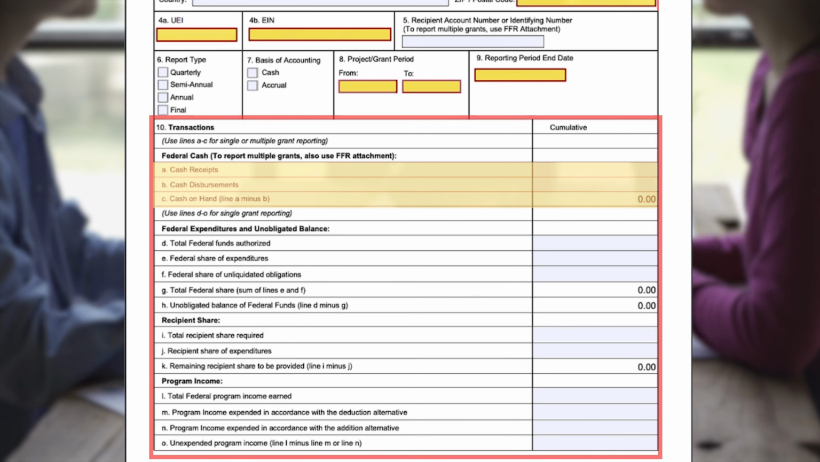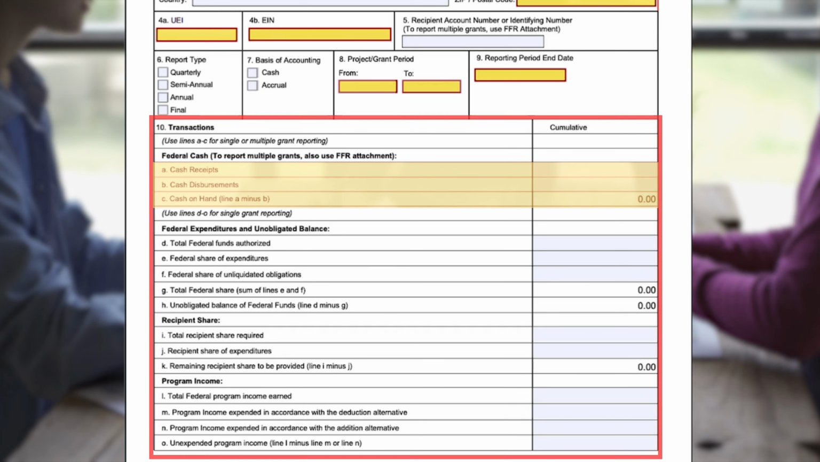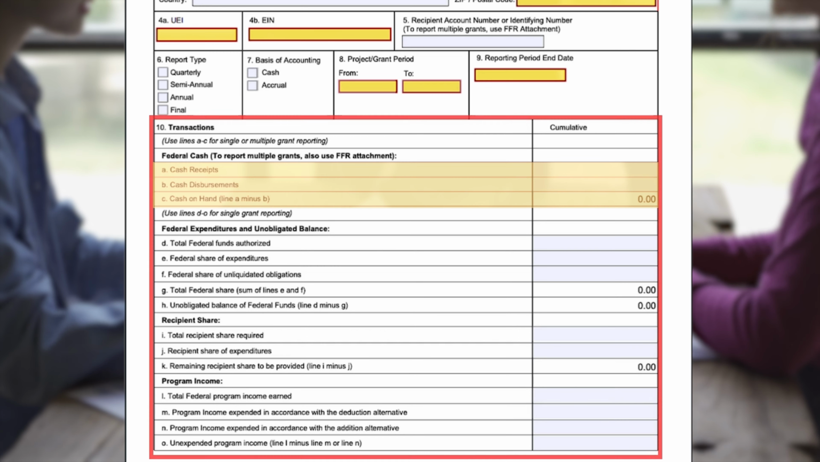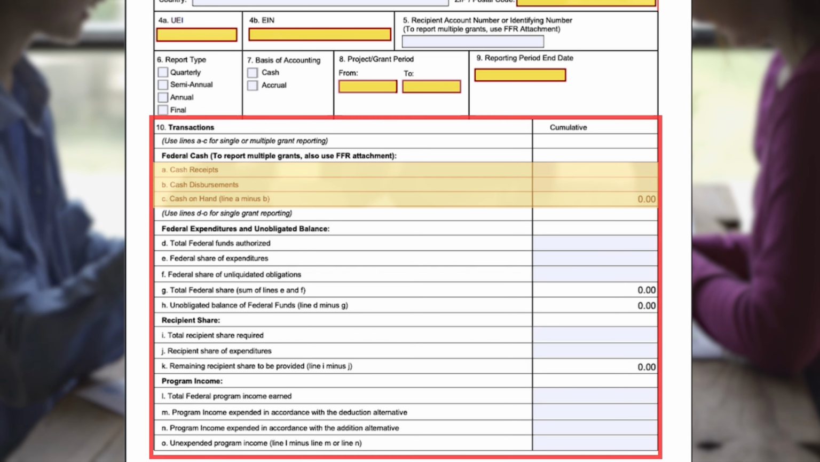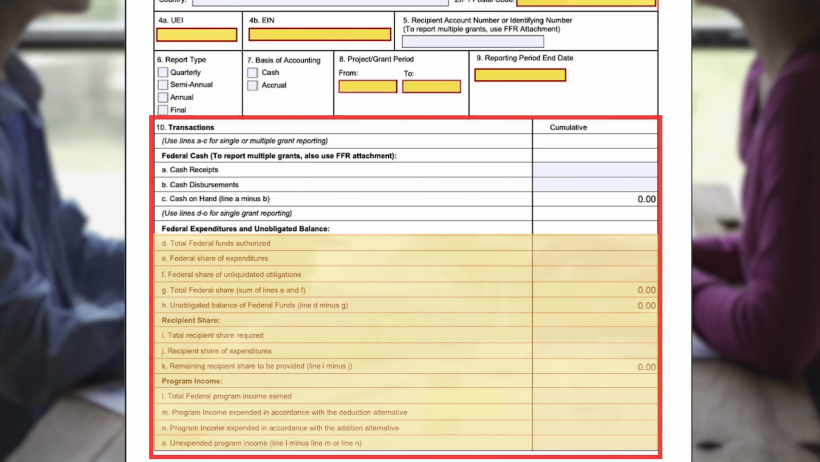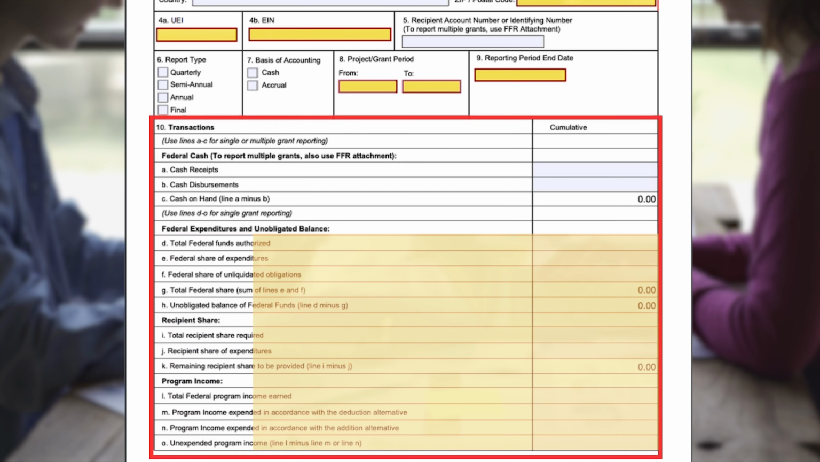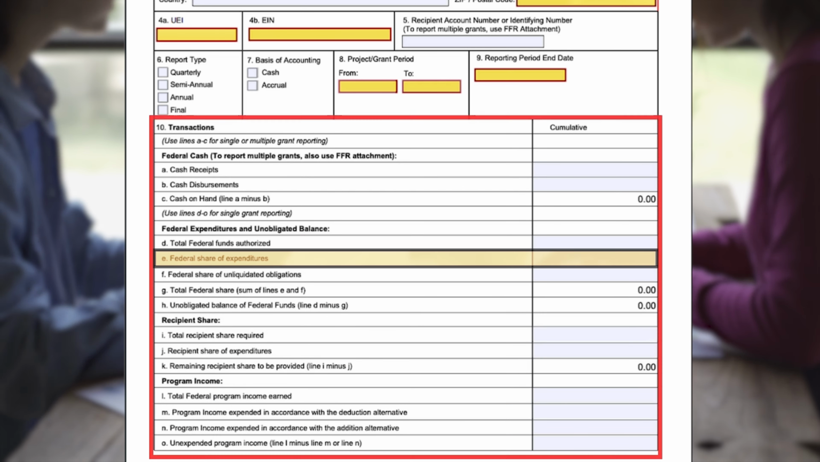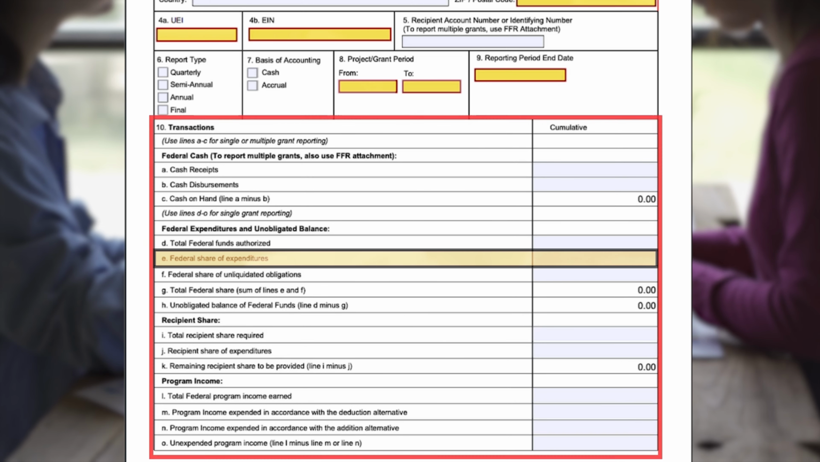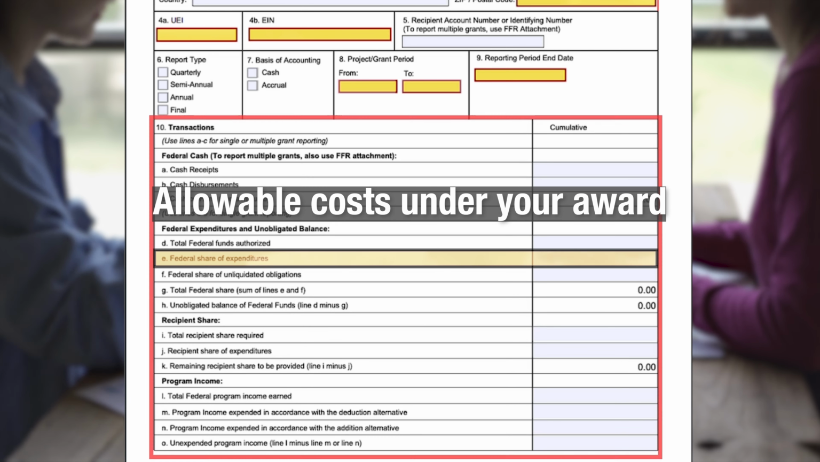Lines 10A through 10C are about cash management. You'll report the cash you've received, disbursed, and cash on hand. Lines 10D through 10O are focused on expenditures, obligations, and program income. For example, Line 10E captures the total federal share of expenditures. These are all allowable costs under your award.